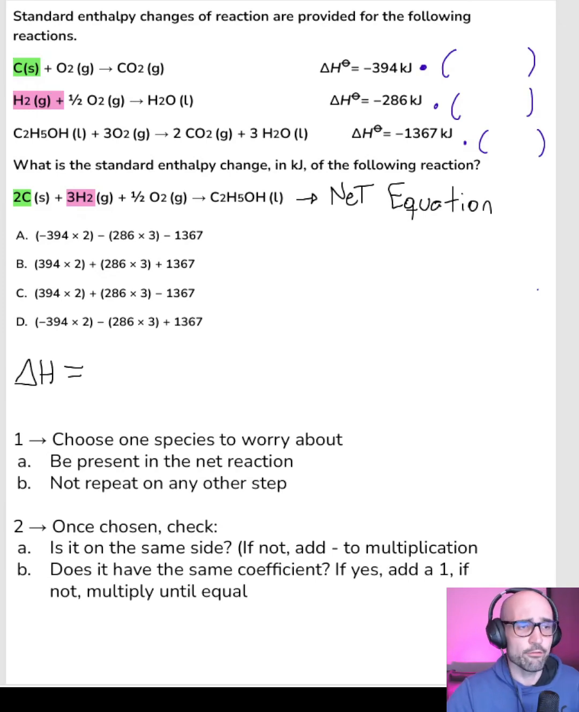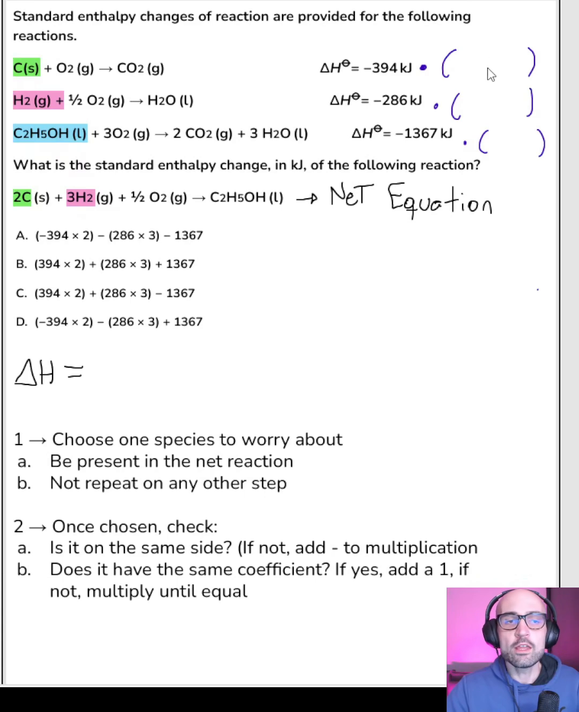Now going to our final and third step, we have C2H5OH, also known as ethanol. We have oxygen, CO2, and water. We cannot pick CO2 and water because they are not in the net equation, which leaves us in between oxygen and ethanol. You don't have to know this is ethanol for this question, just C2H5OH. Oxygen is present on the net equation. However, like we said, it does repeat on all the other steps. So why don't we just go ahead and pick ethanol? Let's just pick ethanol for that one, okay?